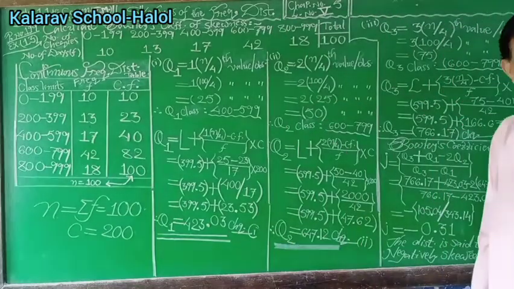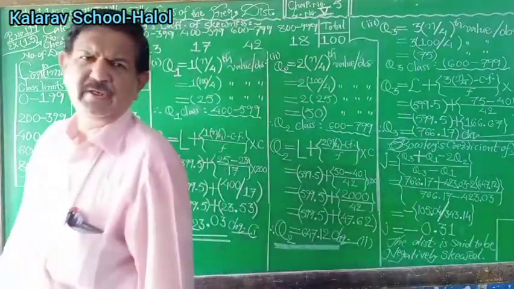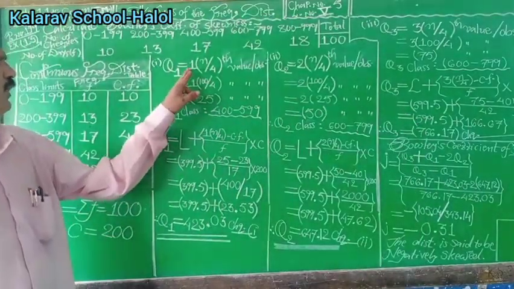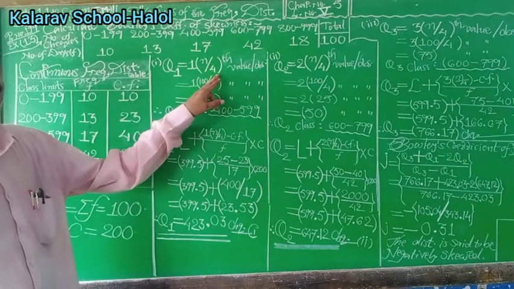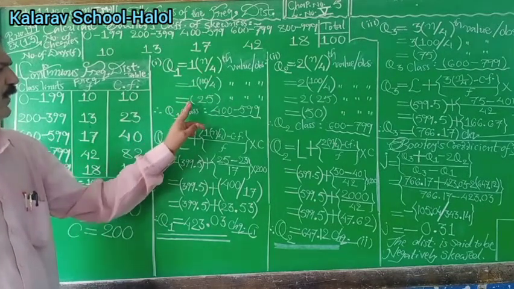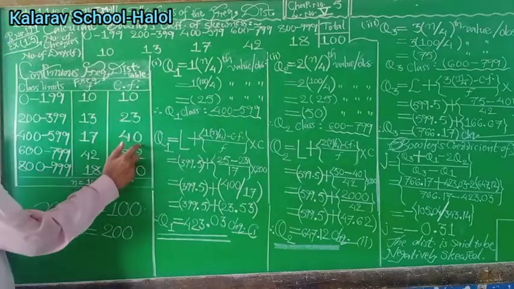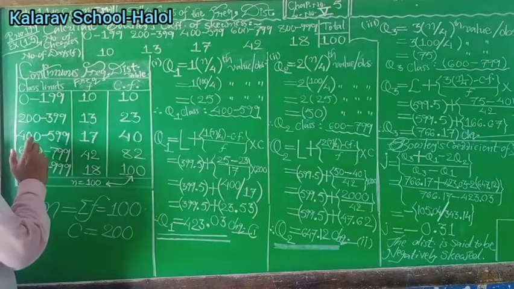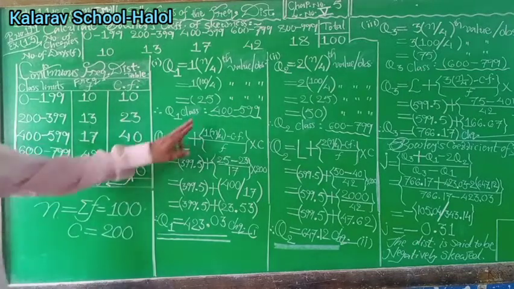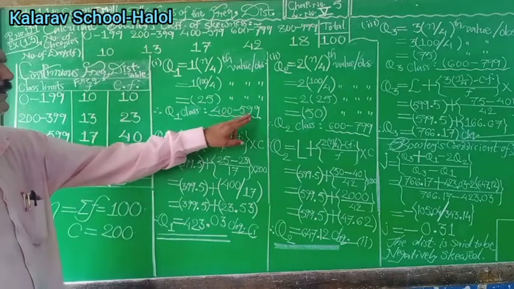For computing Bowley's coefficient of skewness, we have to calculate Q1, Q2 and Q3. For Q1, take n upon 4. N upon 4 means 100 by 4, which is 25. That means the 25th value. 400 to 599 is the class of Q1, which means Q1 lies in the class 400 to 599.